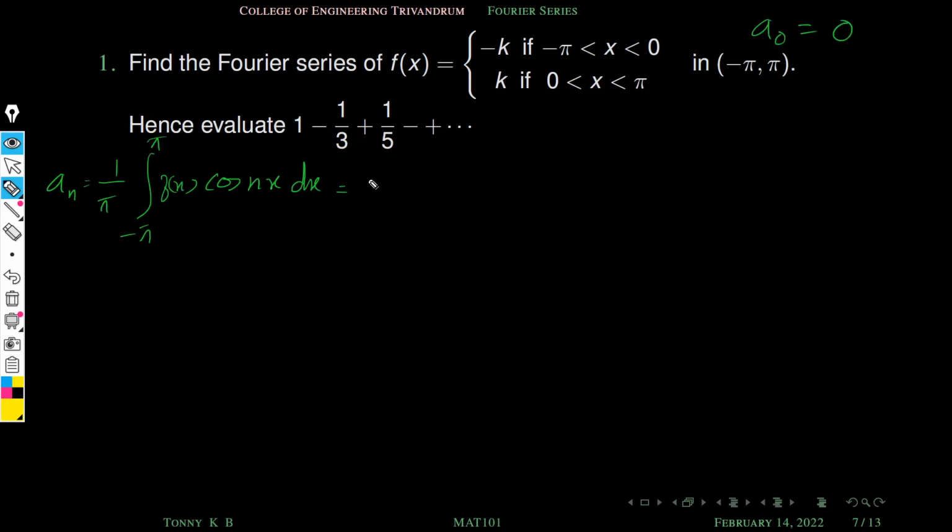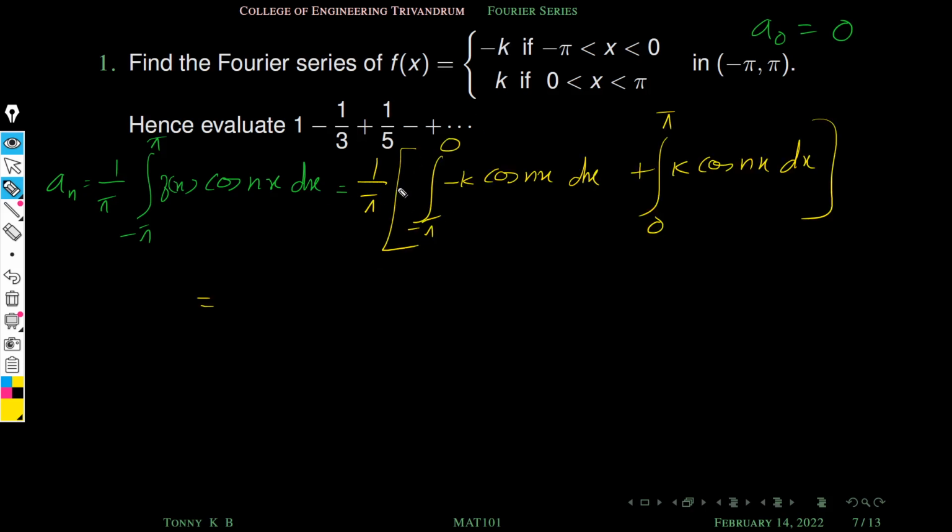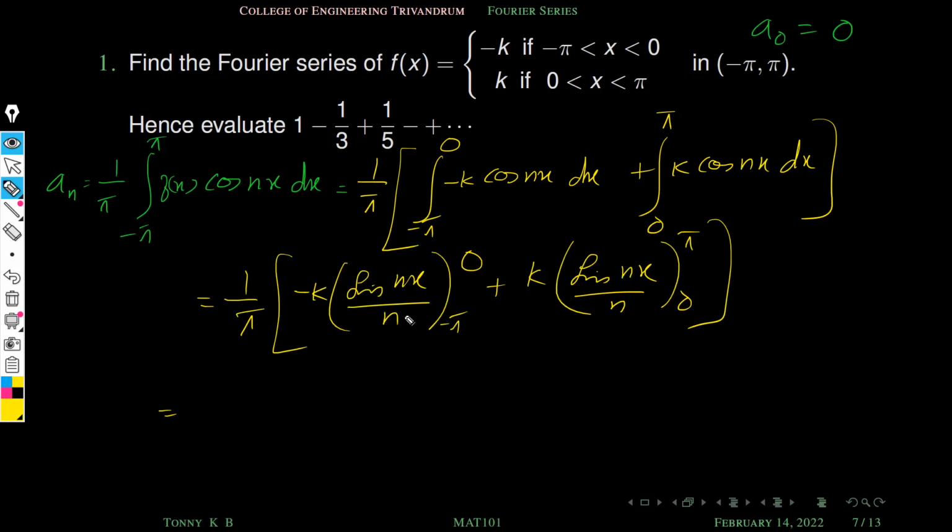Okay, next we have to find An. An is given by this formula, 1 by pi. Similar to the previous case, we have to split this integral as a sum of 2, because f of x has two values. 1 by pi into the integral from minus pi to 0, where the function is minus k, into cos n x dx, plus the integral from 0 to pi of k into cos n x dx. Now we can integrate this cos. So the integral of cos n x is sin n x by n. Then next we have to substitute the upper limit and lower limit.